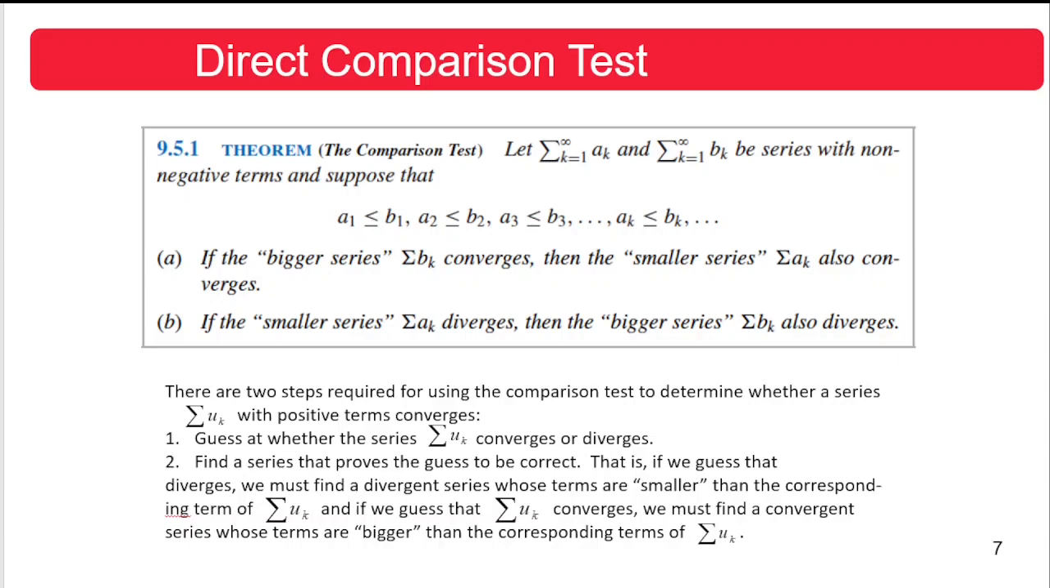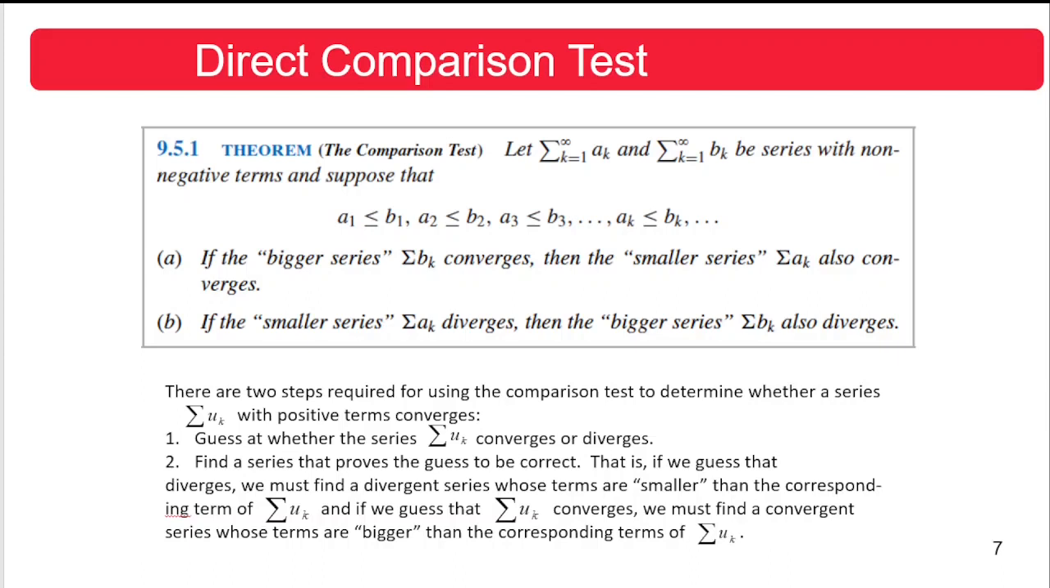So in letter A, if the bigger series summation of b sub k converges, then the smaller series summation of a sub k also converges. And letter B, if the smaller series summation of a sub k diverges, then the bigger series summation of b sub k also diverges. So to use the comparison test, you have to follow the following steps.